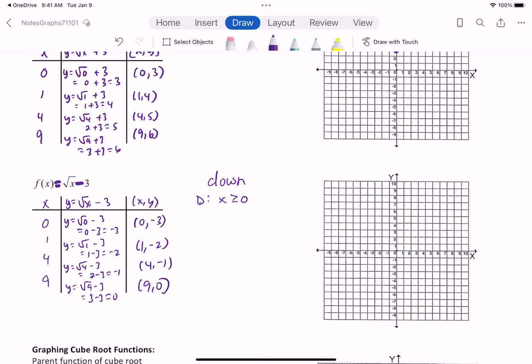So this one, we got 0, negative 3 for the endpoint, 1, negative 2, 4, negative 1, 9, 0. And we just connect them and continue forever.